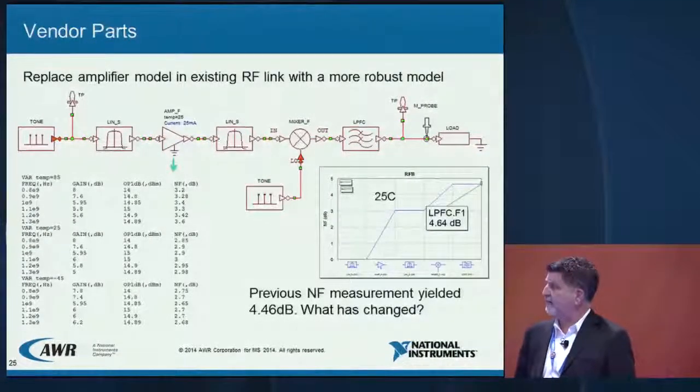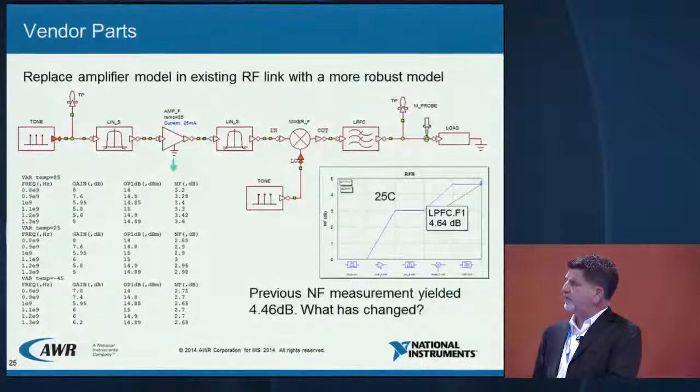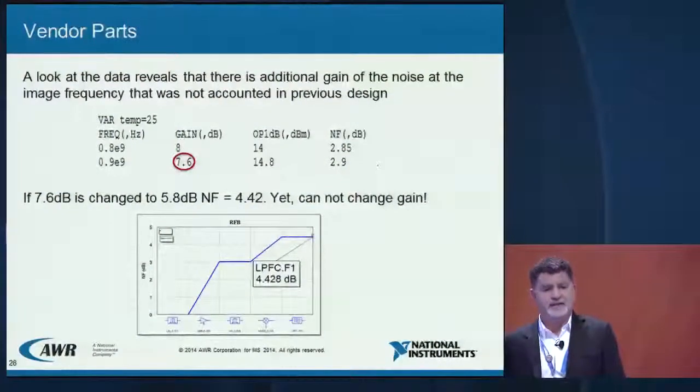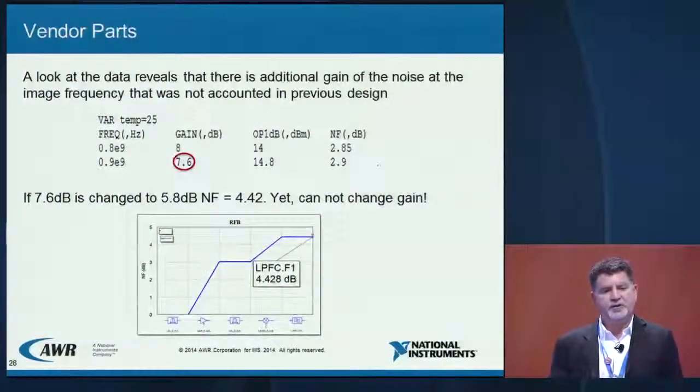I resimulate, and then I realize here that the noise figure changed to 4.64 dB, while the handheld calculations in the previous simulation resulted in a noise figure of 4.46 dB, so approximately 0.2 dB off. So why now are we 0.2 dB off in the calculation of the noise figure? Well, the behavioral model was replaced with a file-based model. We're no longer using the fifth order polynomial, but the amplifier is looking at data.